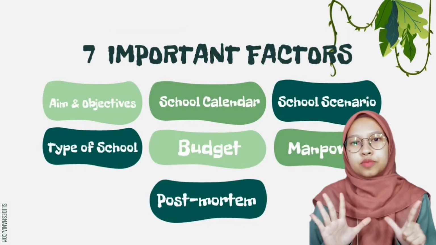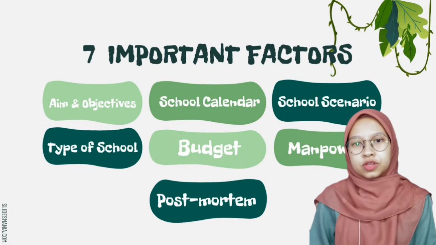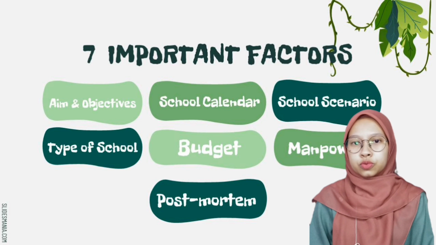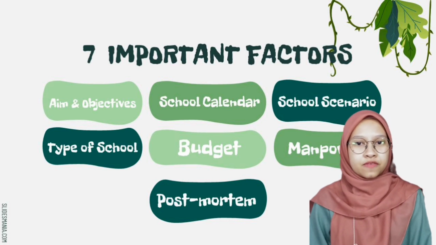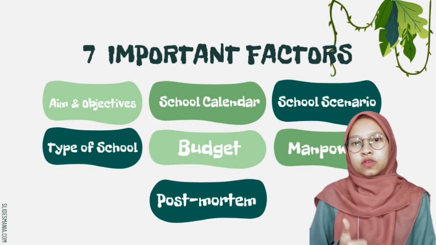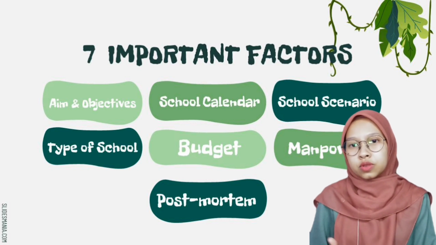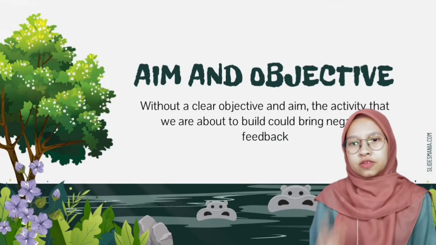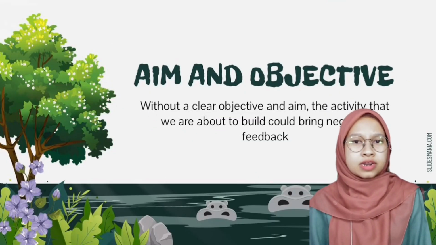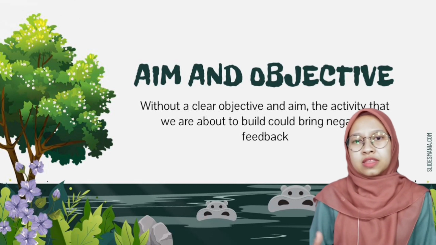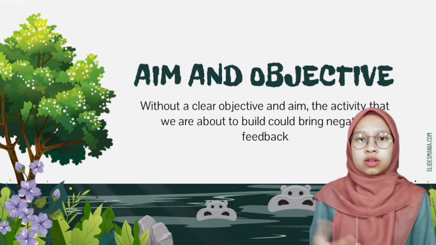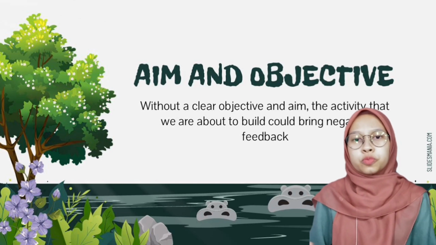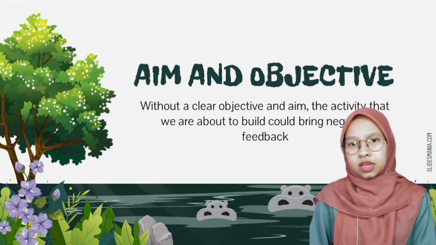There are 7 important factors that we need to consider before deciding on what activities should be included in our school co-curriculum. The 7 factors are objective, school calendar, school scenario, type of school, budget, manpower, and postmortem. So the first one is we need to be clear of what the aim and objective are before setting up an activity. Without a clear objective and aim, the activity that we are about to build could bring negative feedback at the end of the day.